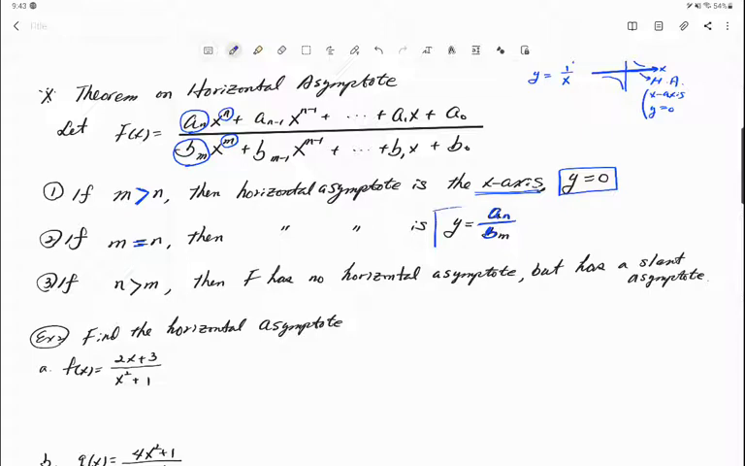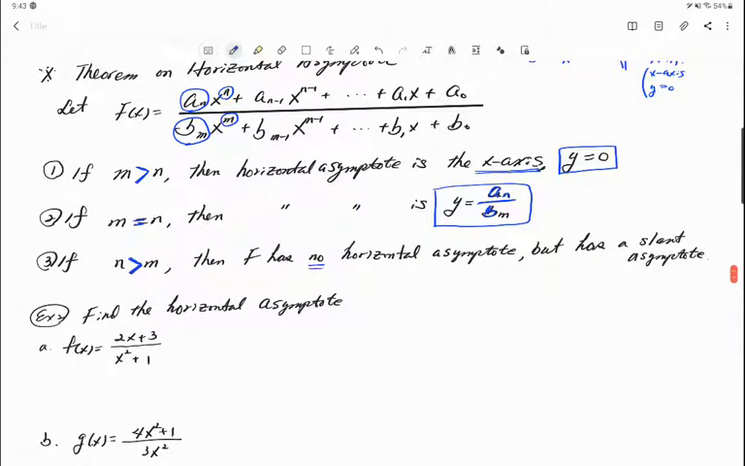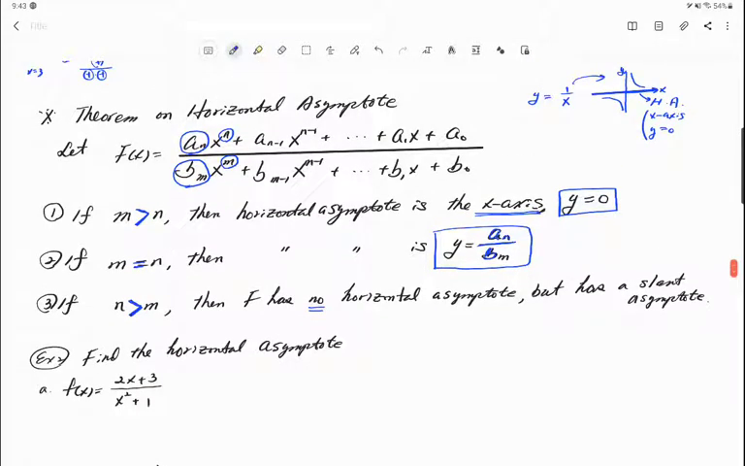All right. How about if the numerator's degree is greater this time? If the numerator's degree is greater, then there is no horizontal asymptote, not at all. But there is a slant asymptote, a different asymptote. It's not a horizontal asymptote. Slant is what? It's not horizontal, right? So there are three cases to find the horizontal asymptotes, by comparing the degree of the numerator and the denominator.